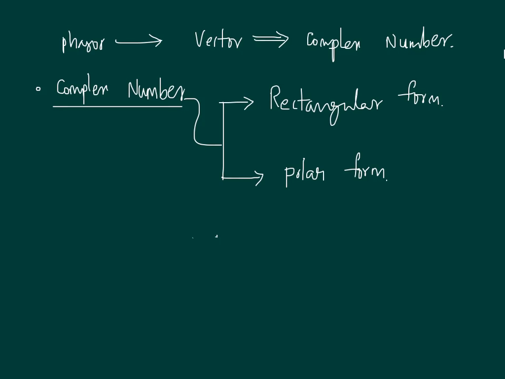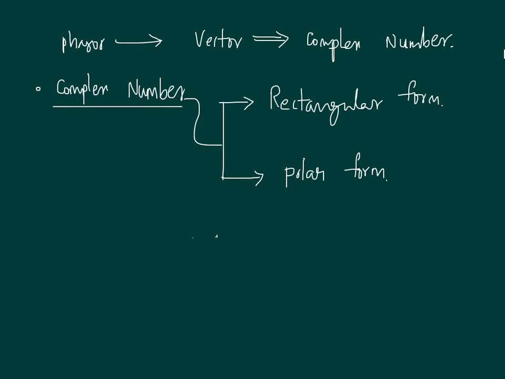A phasor is represented by a vector quantity, and it is represented by a complex number. A complex quantity or complex number can be represented in two ways: rectangular form and polar form. What is the exact meaning of these things first? Rectangular form and polar form.